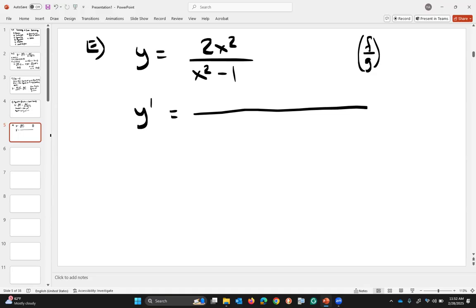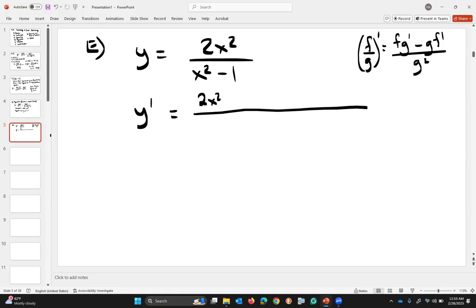F divided by G, the derivative is F prime G minus F G prime, all over G squared. Okay, that is it for sure. Yep, that's it.